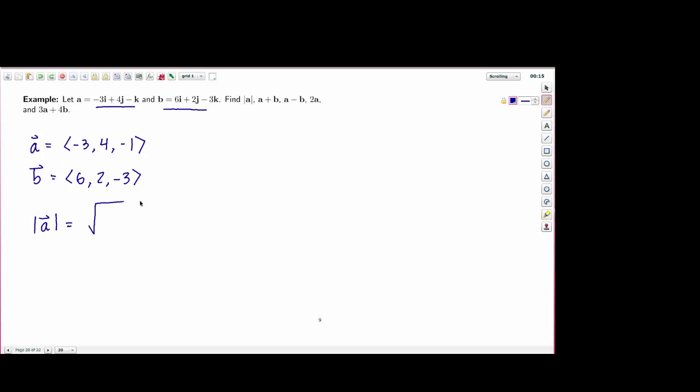So remember, this is the square root. We get -3 squared plus 4 squared plus -1 squared. So this gives us the square root of 9 plus 16 plus 1. So we get the square root of 26. So the length of A is the square root of 26.